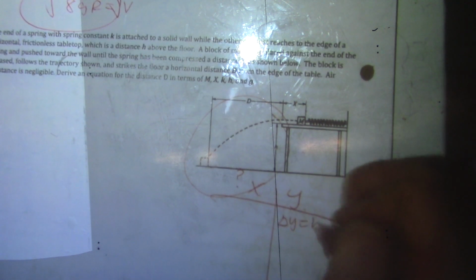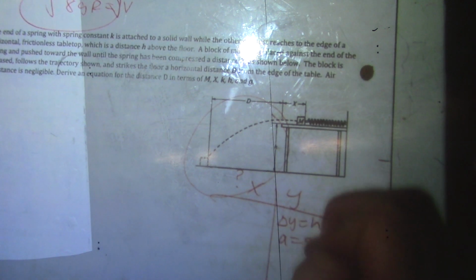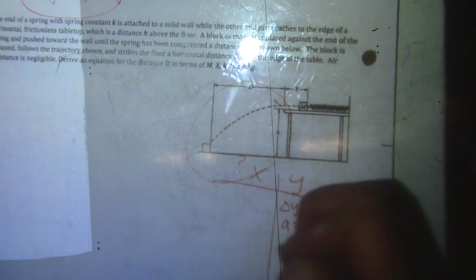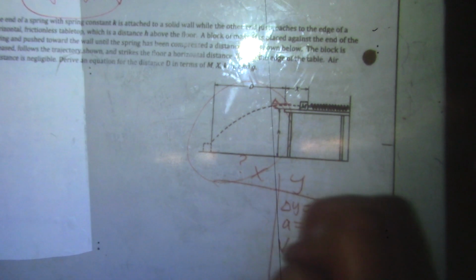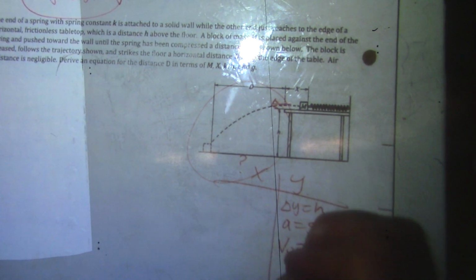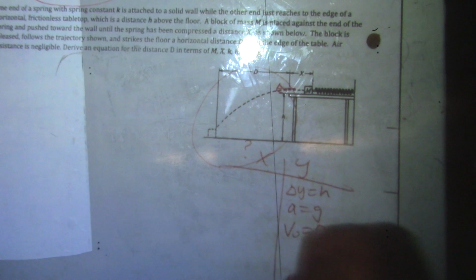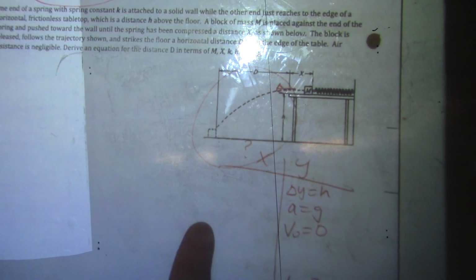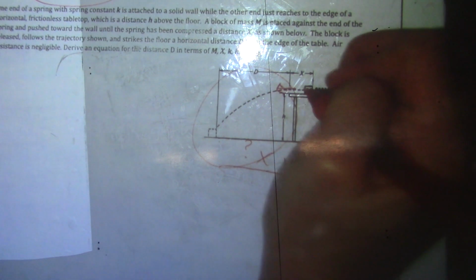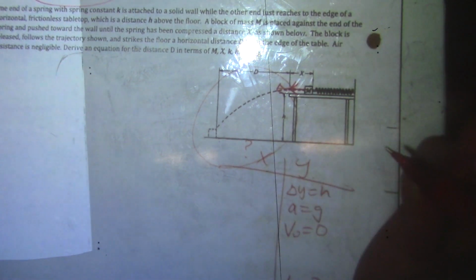This is a projectile. I know the y distance it's falling down is h. I know the acceleration, just this part's acceleration is g. It's going to come off horizontally, which means my initial velocity is 0. I'm going to use this to find time, and then once I have time, I'm going to use v equals d over t to find the distance. That means I need to find the velocity that it's coming off with.